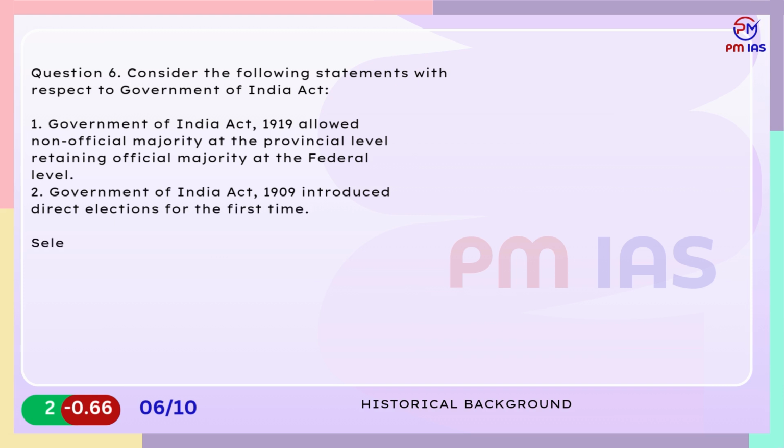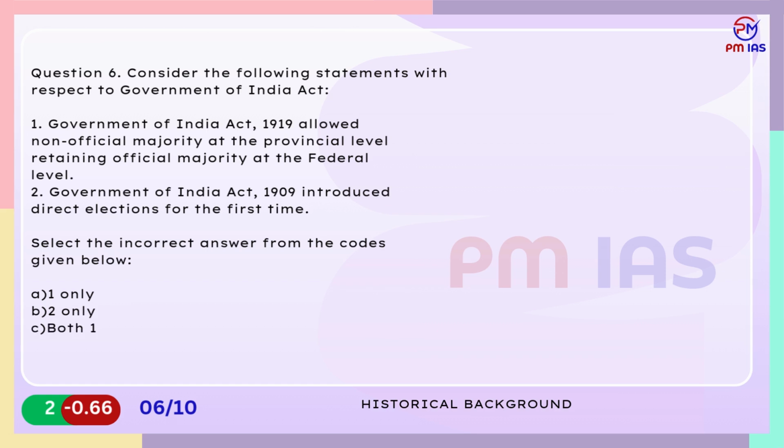Select the incorrect answer from the codes given below. A. 1 only. B. 2 only. C. Both 1 and 2. D. Neither 1 nor 2.